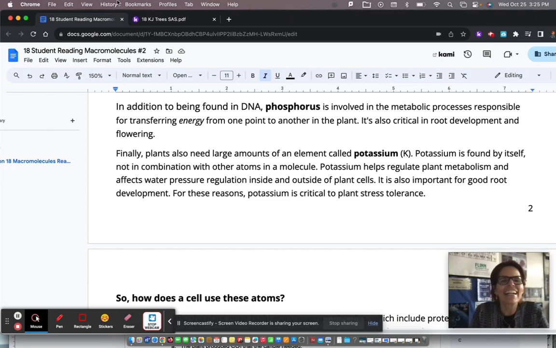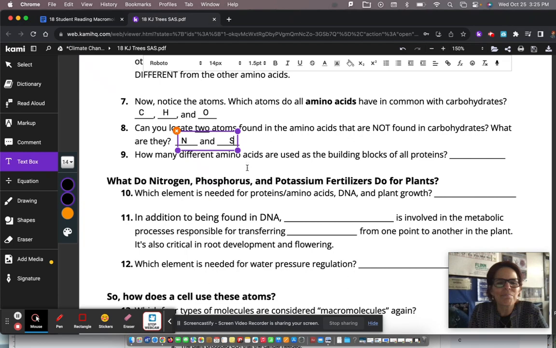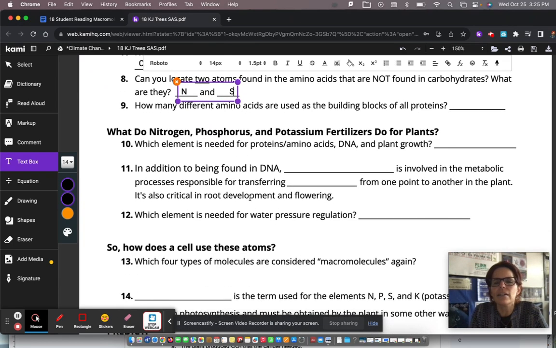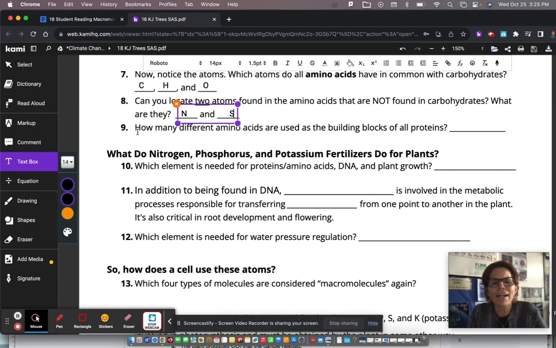There we go. All right, let's take a look at the questions here. So number 10. Oh, sorry, we missed one on number 9. I didn't even notice. How many different amino acids are used as the building blocks of all proteins? Well, that's 20, everybody. 20 amino acids. All right, number 10.